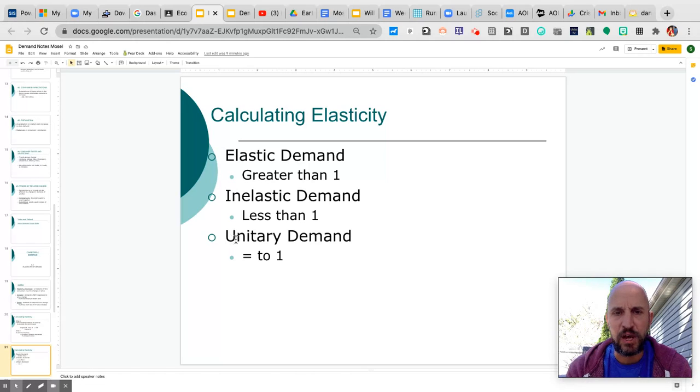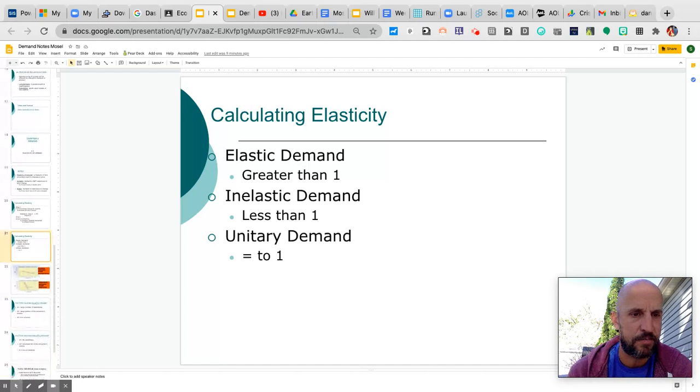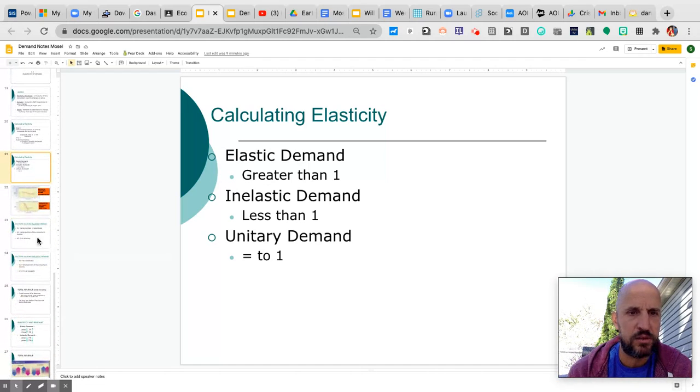And then we have unitary demand that's equal to 1. So raise, lower, it always stays the same. All right, that's called unitary, and we'll talk more about that. All right, almost to the end here. All right, next slide.